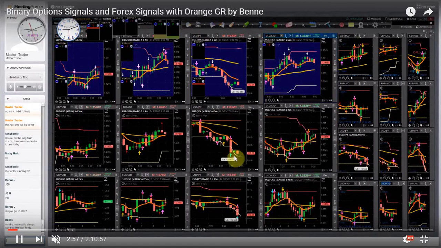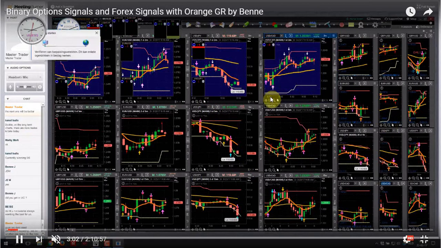Also, we have correlation with the 1 and 4 hour. This is saying go down. But you do have your blues in play as well. So just keep that in mind.